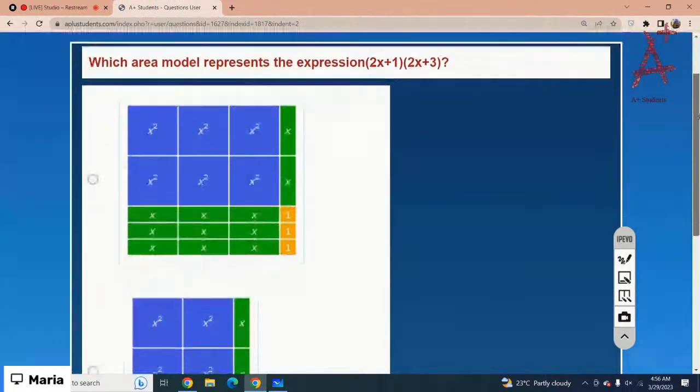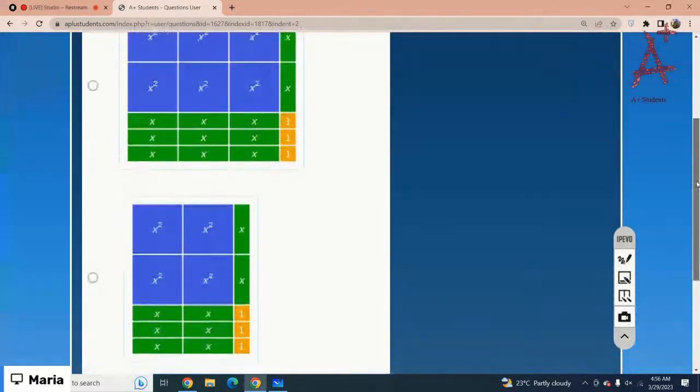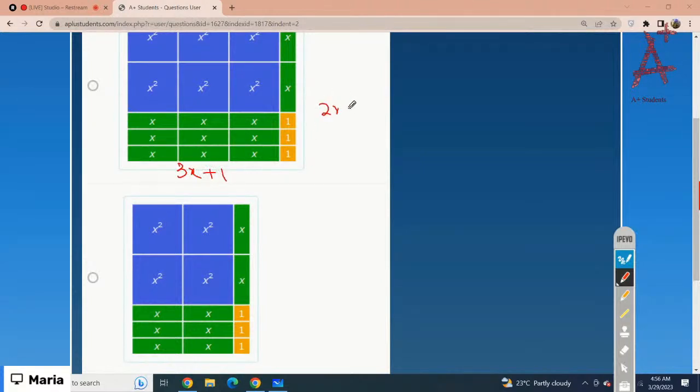Which area model represents 2x plus 1 and 2x plus 3? See both the area models. For this one you have 3x plus 1 and 2x plus 3. And here you have 2x plus 1 and 2x plus 3. This is the correct option, because you have to see 2x plus 1 and 2x plus 3. So option number 2 is the correct option.